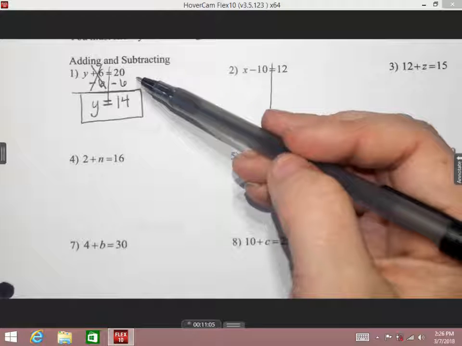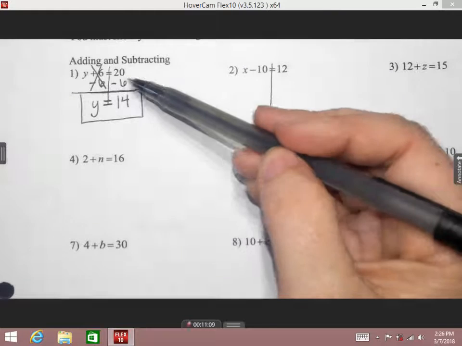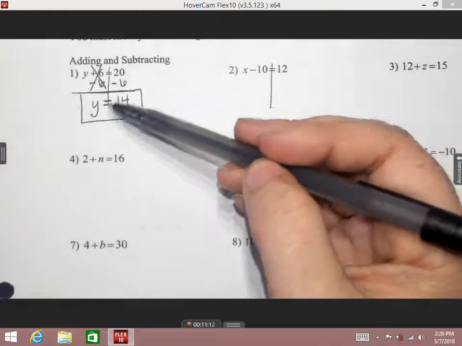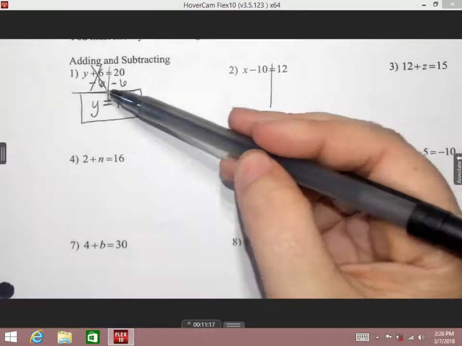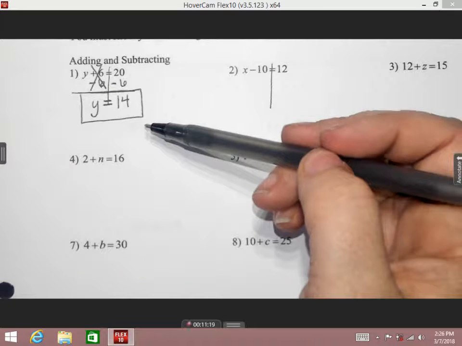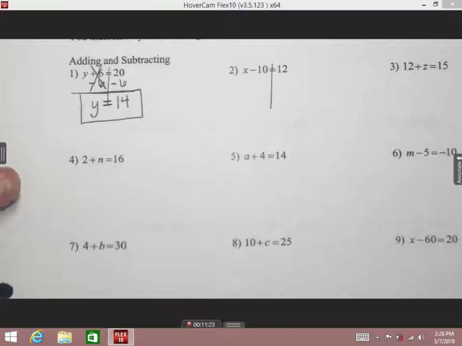Well, okay, now it's not equal. You can't just say to take the 6 away from the 20. We've got to show that it's happening to both sides. That's the reason that y equals 14. Okay? If I just do it over here, then you're saying y plus 6 equals 14. Well, that's not the case. We've got to take it away from the other side as well. All right? Let's look at the next one.